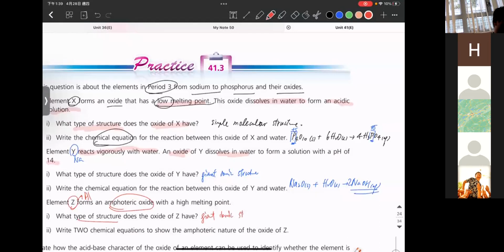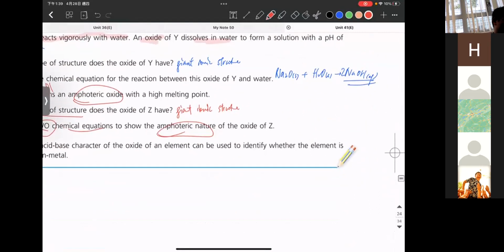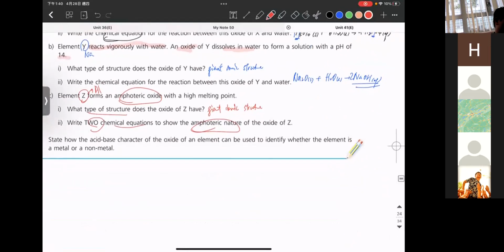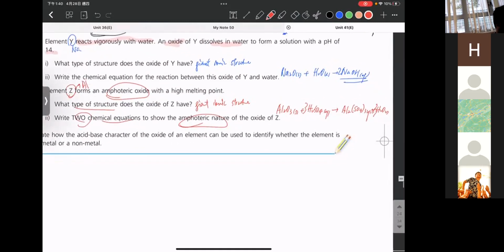But you write down the equation to show the amphoteric nature. What will you write? First, we add the oxide of Z with H2SO4. This shows aluminium oxide being basic, to form salt and water. So what is the salt? Aluminium sulfate, Al2(SO4)3, and H2O. So check the mole ratio: 1, 3, 1, 3.